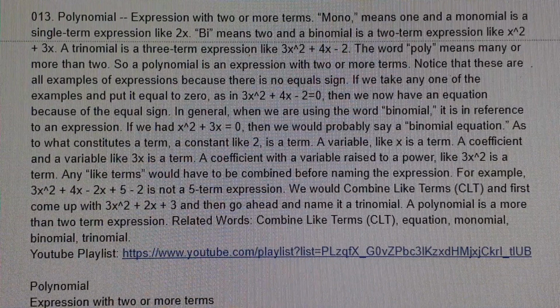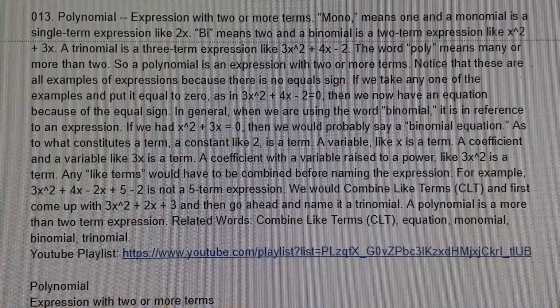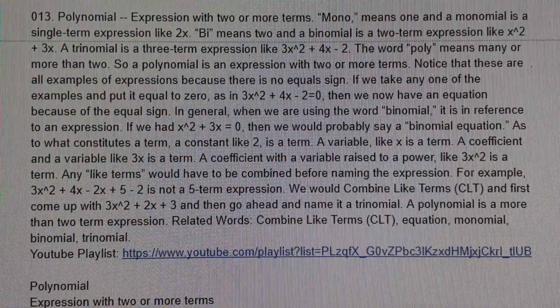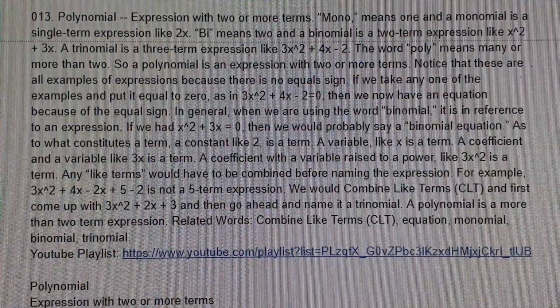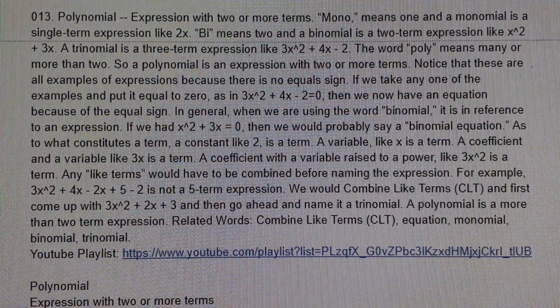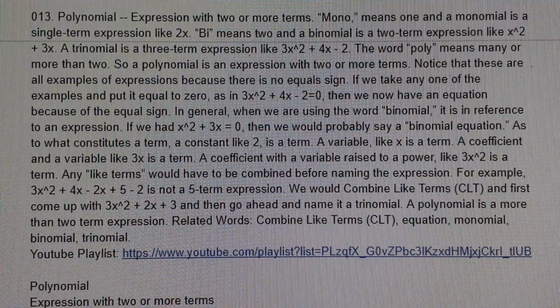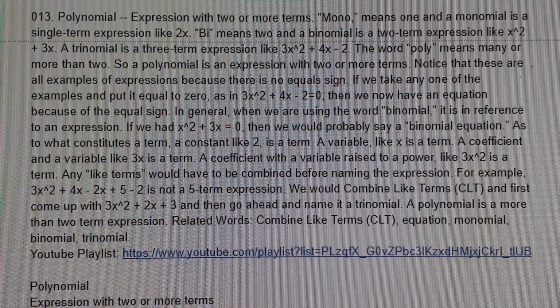The word poly means many or more than two. So a polynomial is an expression with two or more terms. Notice that these are all examples of expressions because there is no equal sign.